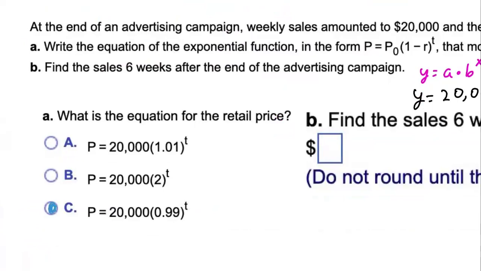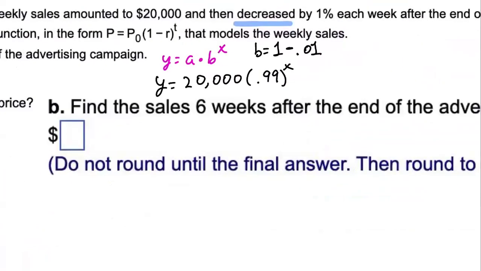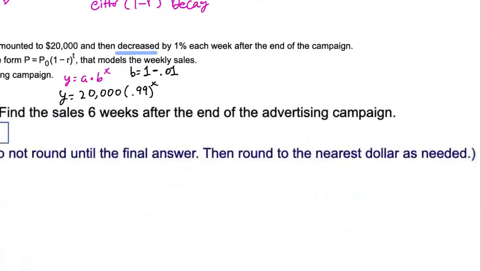It is C. It is not A, do not make the mistake of 20,000 parentheses 1.01, because it's not correct. Does that make sense? Do you guys have any questions? Because this is decay, it's decreasing. Okay. And then for B, it says find the sale 6 weeks after the end of the advertising campaign.